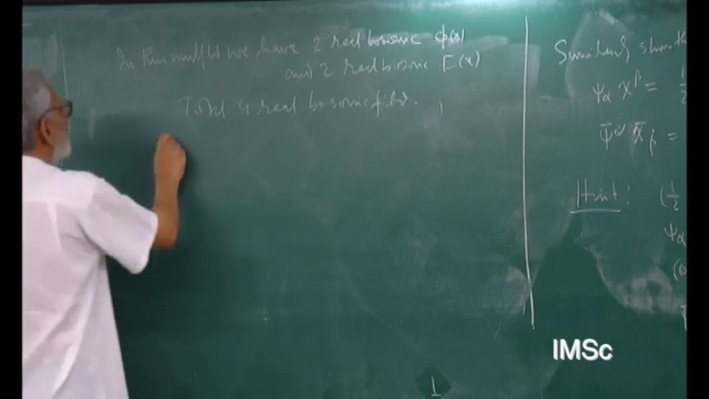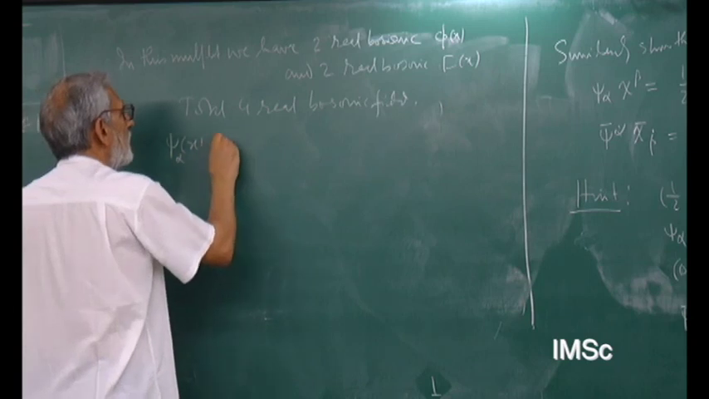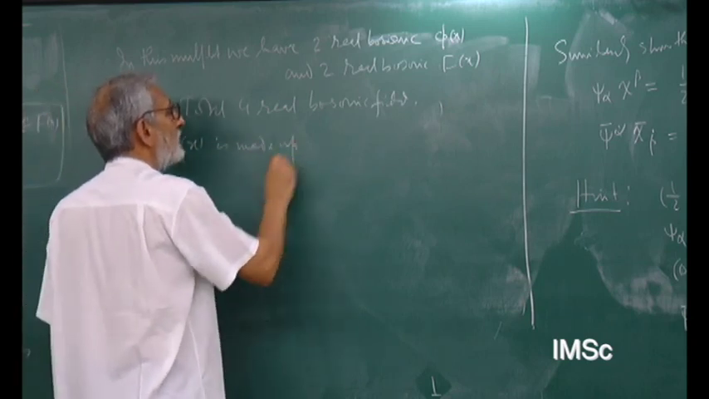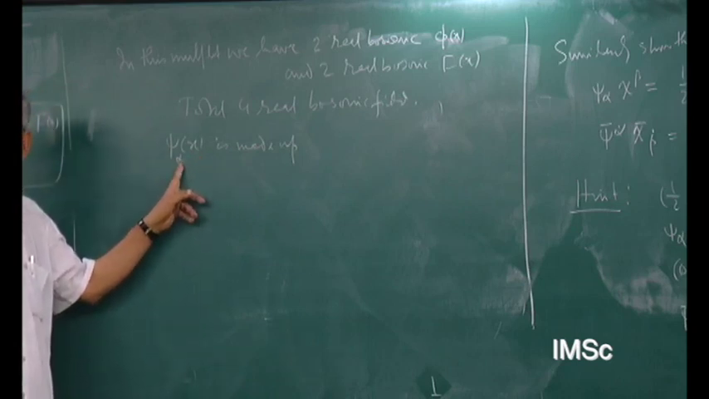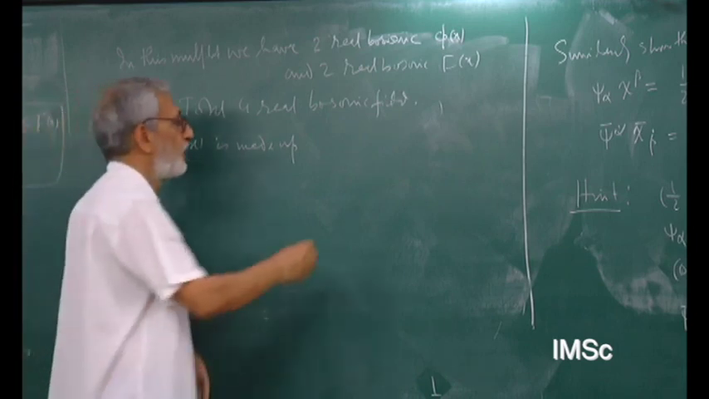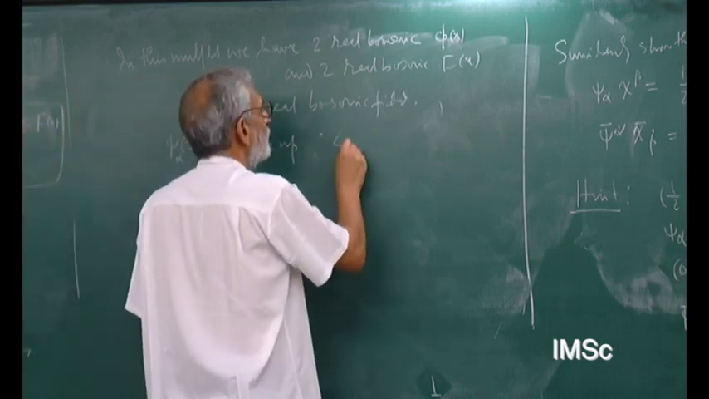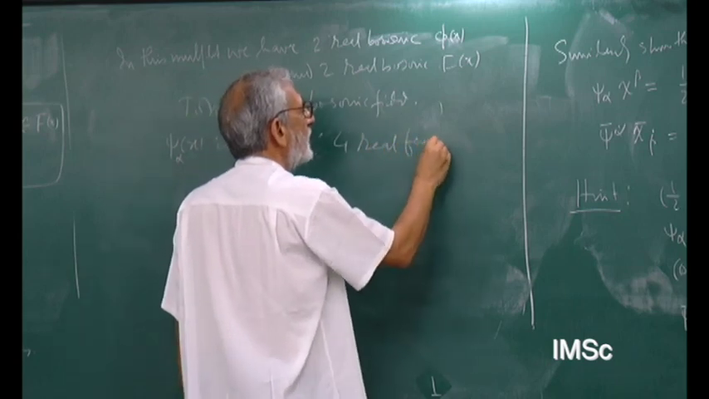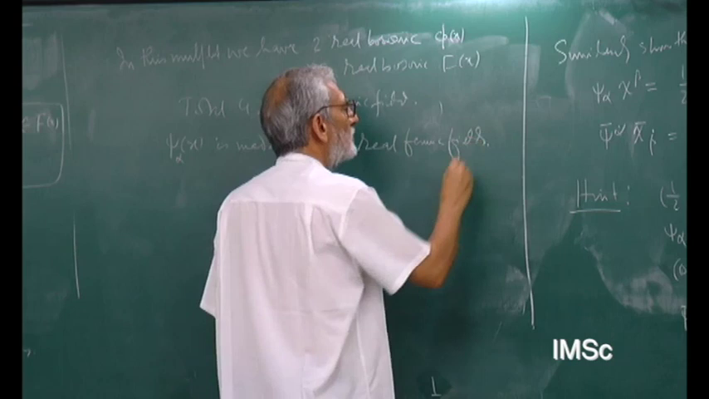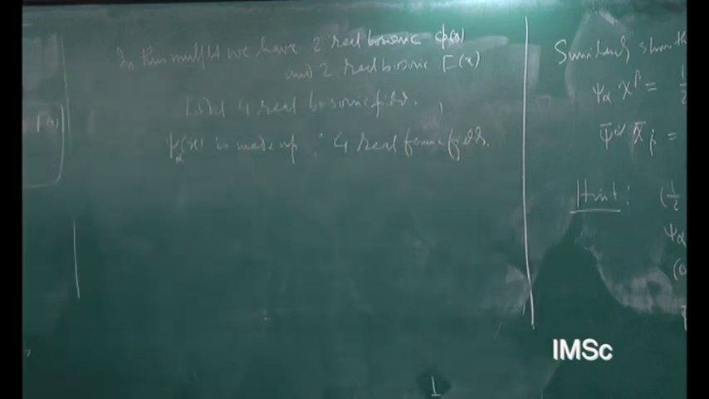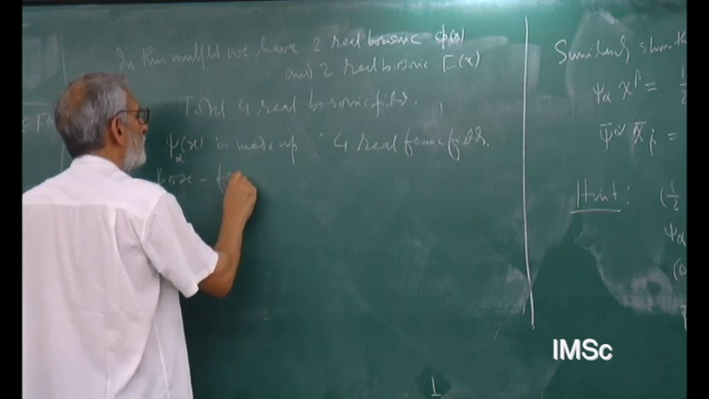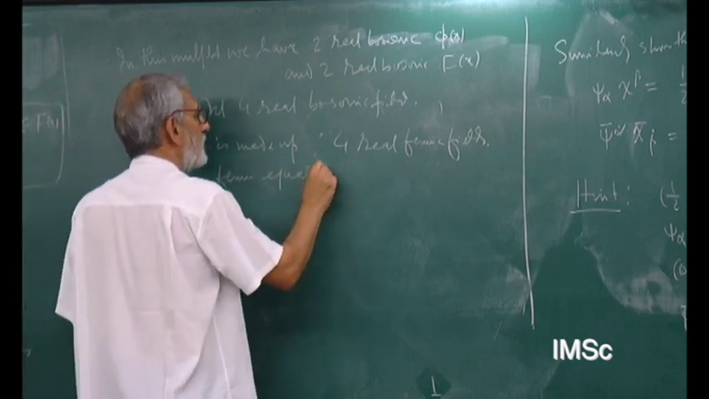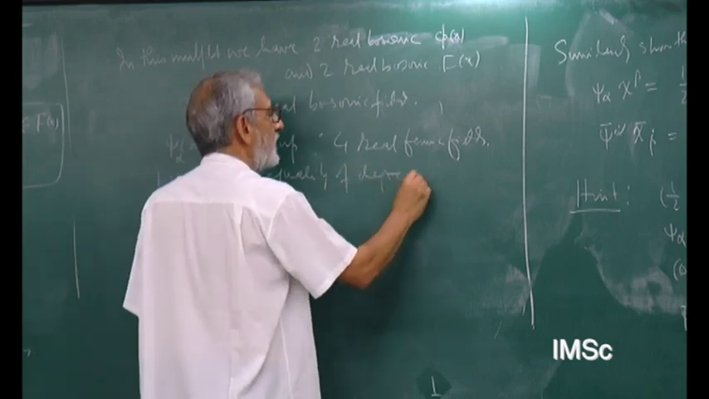Psi x is made up of two complex fields, psi 1 and alpha 1 and 2. That is four real fields. Four real fermionic fields. So there is Bose-Fermi equality of degrees of freedom.